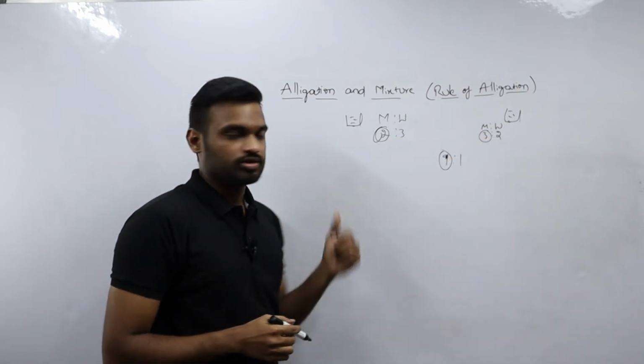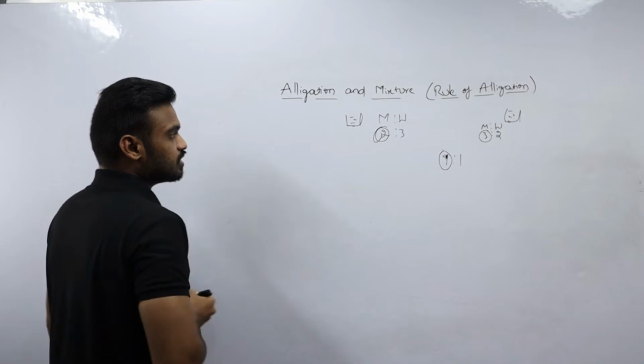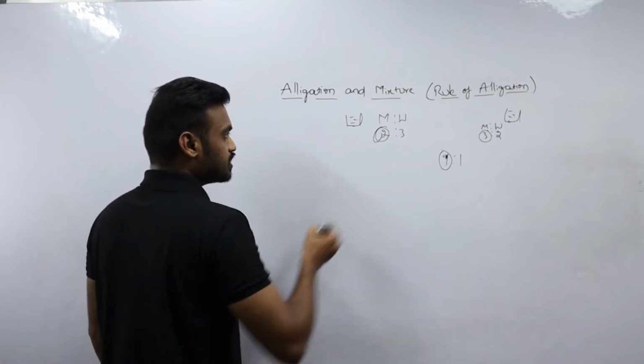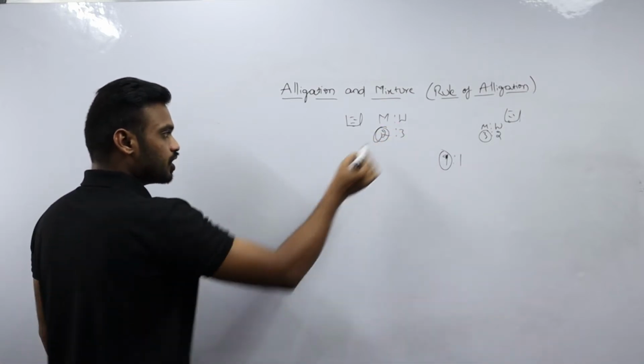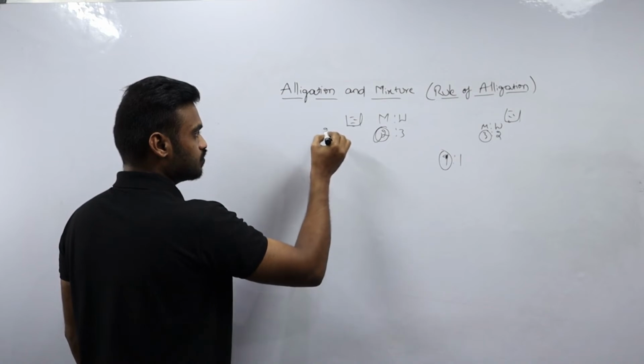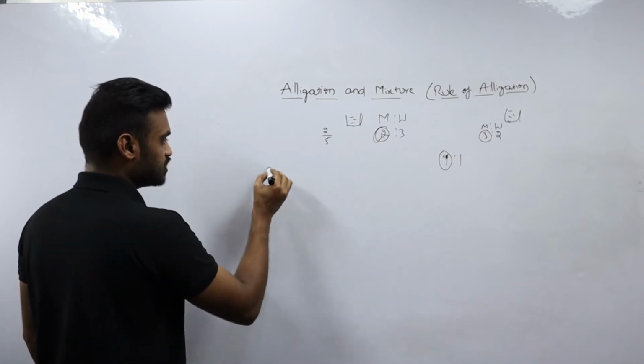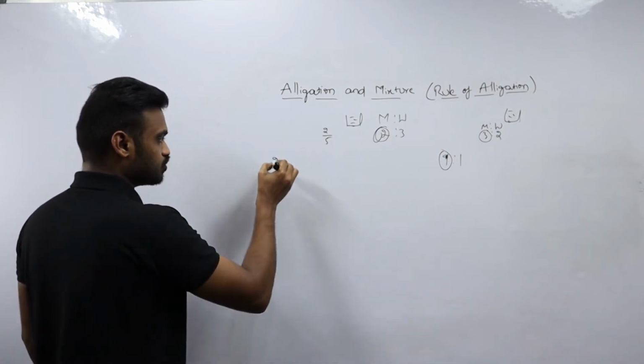Okay, now let's see how to solve this. See here, in the first vessel the milk is in the form of 2:3, right? Milk to water is 2:3. So out of 5 parts, the milk ratio is only 2 parts. In the first vessel, out of 5 parts, the milk ratio is only 2 parts.